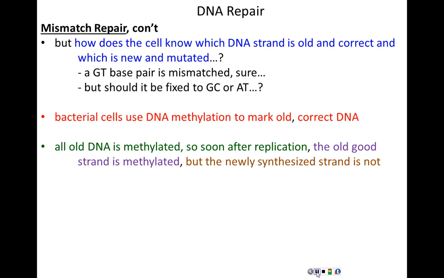Now, as soon as the DNA has been copied, we have our finger proteins. We have our DNA repair proteins scan that DNA. The DNA that they're scanning is what we refer to as hemimethylated. The DNA has one methylated strand and one not methylated strand. And these DNA repair enzymes scan that DNA. And bump, whoops, problem, GT base pair. There's a problem here. What do we fix?